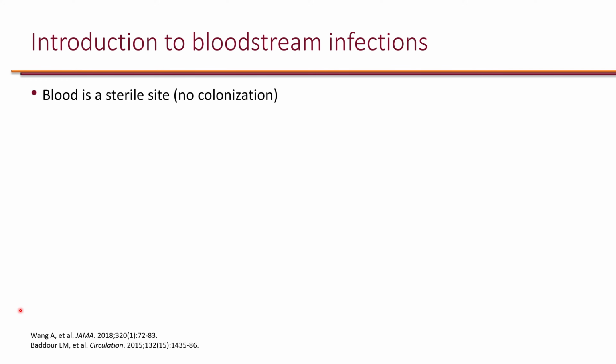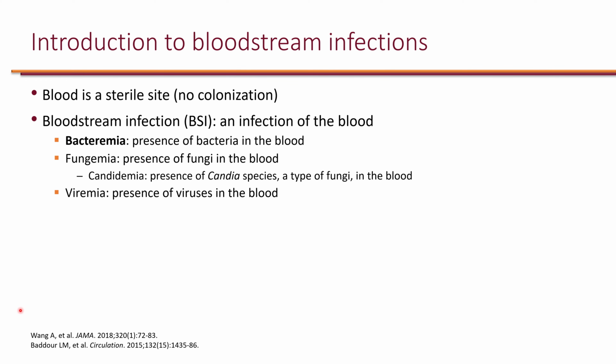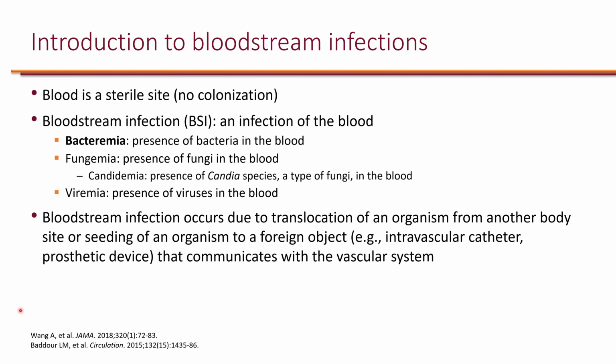It's important to note that blood is a sterile site. There is no such thing as colonization of blood. Bloodstream infection refers to an infection of the blood. Bacteremia specifically means presence of bacteria in the blood. There is also fungemia, which is presence of fungi in the blood. Candidemia is a specific kind of fungemia, that's specifically Candida species in the blood. And viremia is the presence of viruses in the blood.